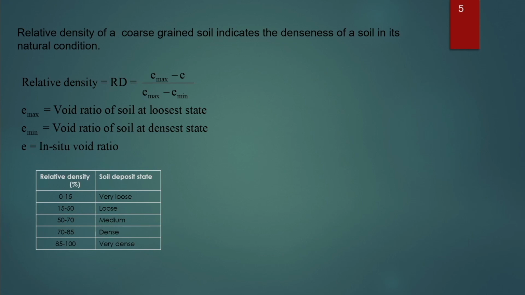So, depending on the relative density, the soil can be termed as very loose, loose, medium, dense and very dense. If it is between 0 to 15%, it will be very loose. Similarly, 15 to 50% it can be termed as loose, 50 to 70% medium, 70 to 85% dense, and similarly very dense condition. And relative density, as I told you earlier, is only applicable for coarse grained soil.